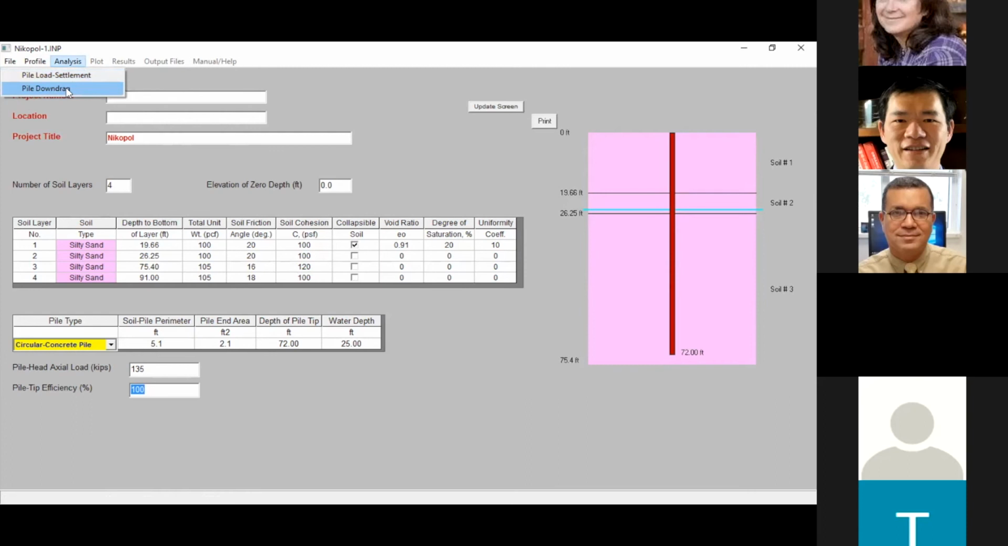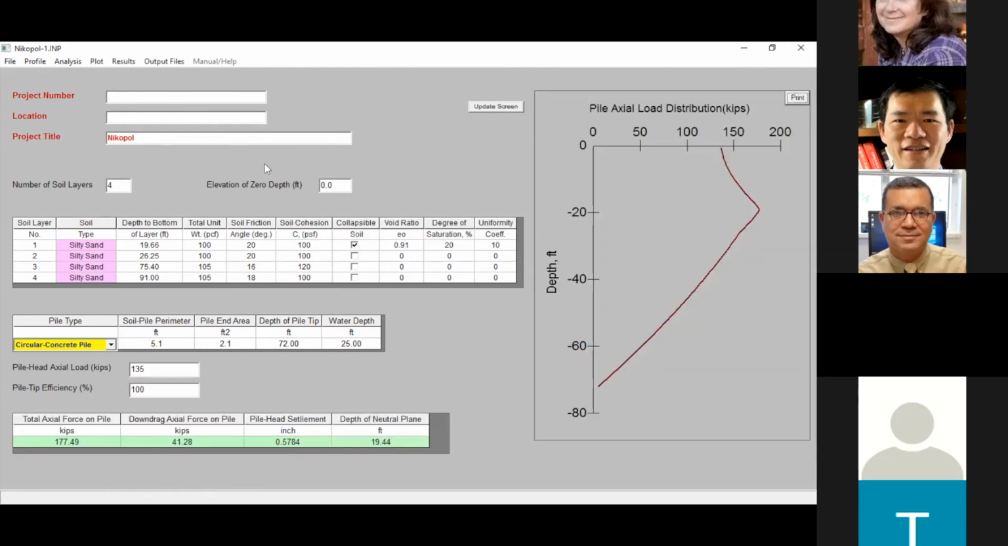So I'm going to use the pile down drag force. And look here, you are going to have the load. By the way, this program is working with US units, imperial units, not the kilonewton, not the SI units. So you can see here is the load at the pile head. This is 135, the pile head load.